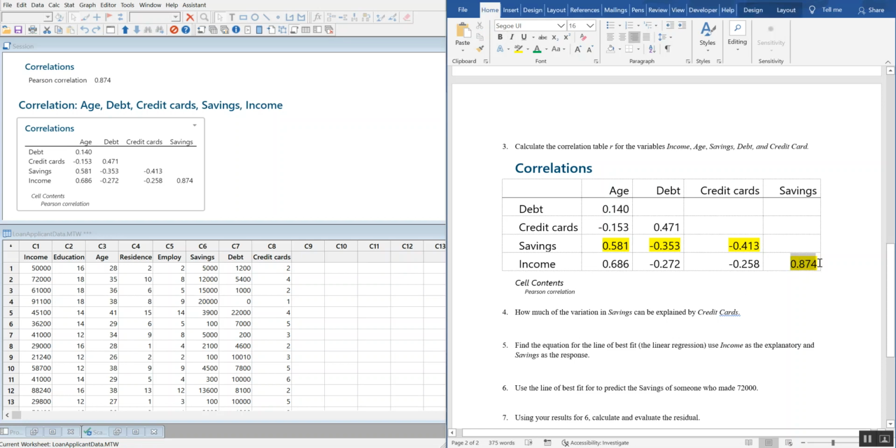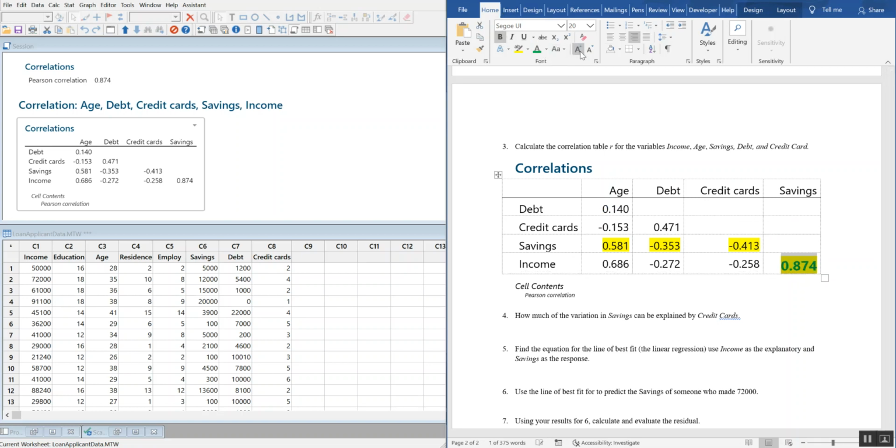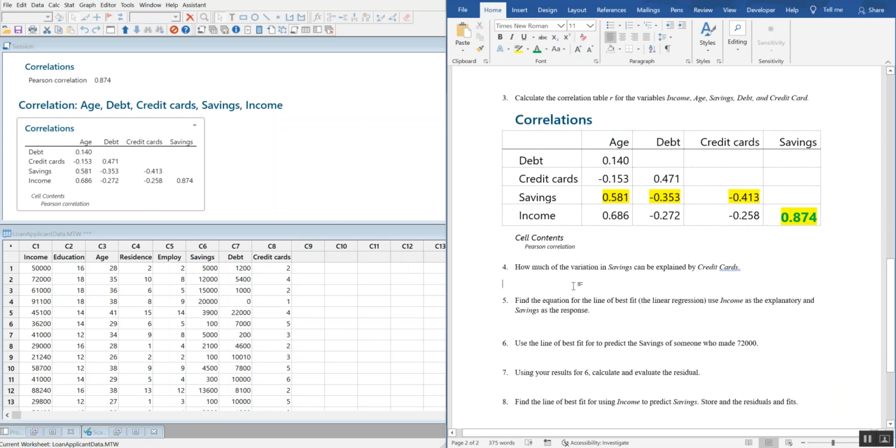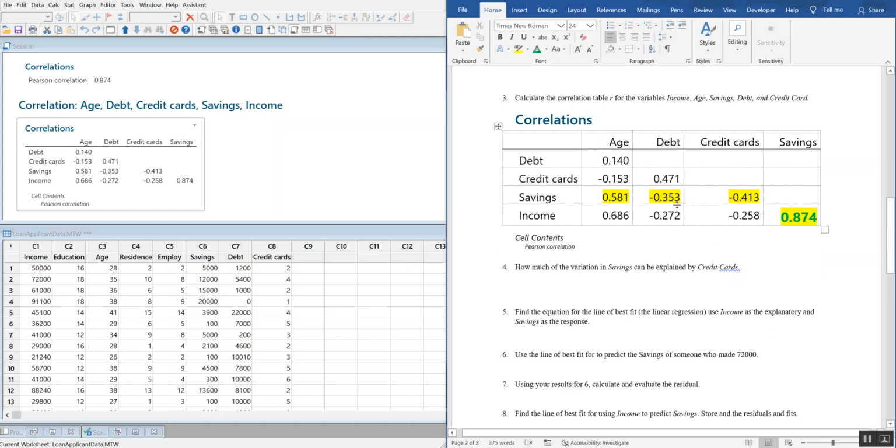So as we look at this, we might notice that it appears that savings and income, oh no, it looks like I fooled you, like that was the best one all along. So clearly that's going to be my best predictor for savings because it has the strongest correlation and it looked linear. It's very important it looked linear. But then just to mess with you, I asked you a different question in 4. Anyway, so how much of the variation in savings can be explained using credit cards?